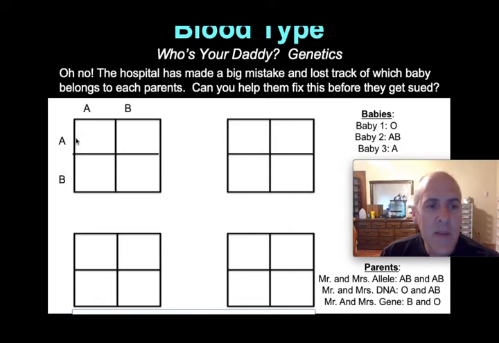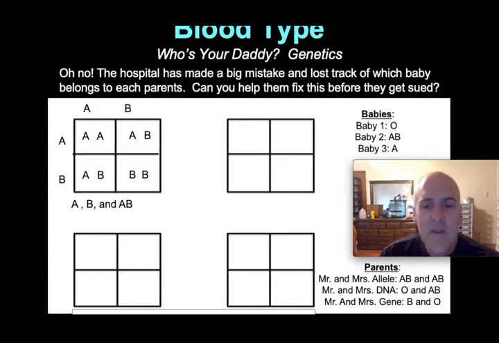So AB, AB. We get a type A blood, type AB, and type B blood. So there's three possibilities here. They could have A, B, or AB. So right now, we can see baby one could not belong to Mr. and Mrs. Allele. Baby two and three still could, so let's see what we come up with.